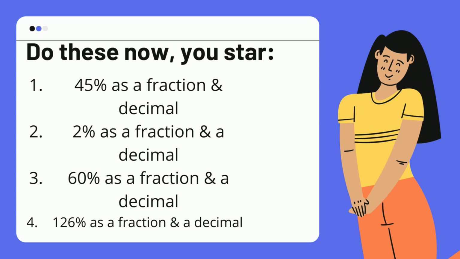0.45. Oh, yeah, because we have two zeros in 100. So we'd move that decimal place two places to the left. And then we get 0.45.